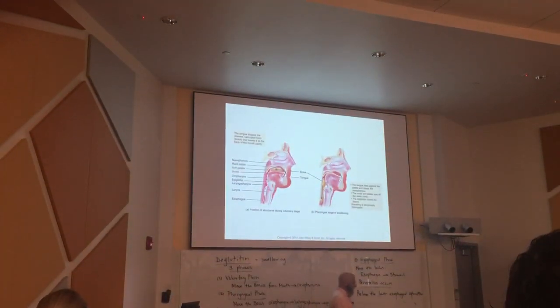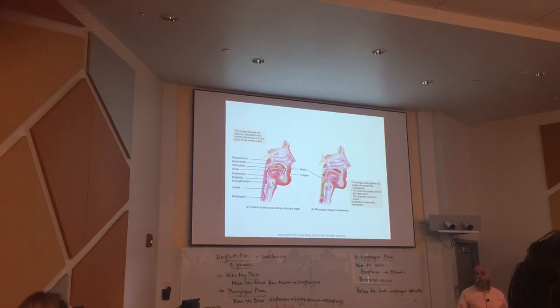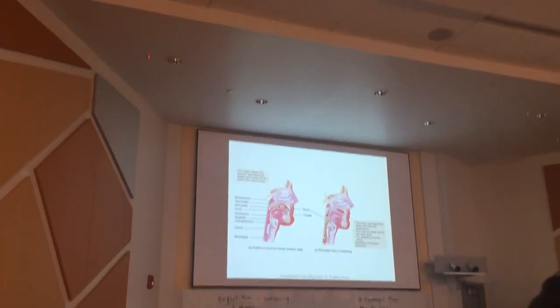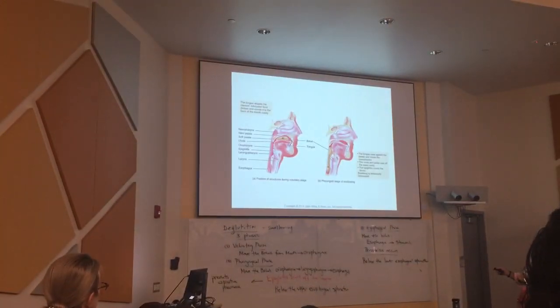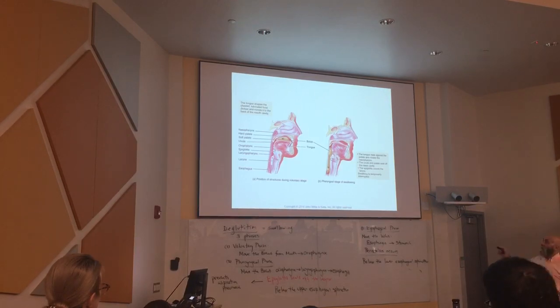So on the left, we have the voluntary phase. We can see the bolus. I don't know what they ate. Looks kind of unappetizing, but they created this bolus here. And they need to move the bolus from the oral cavity back into the oropharynx. Now, you're going to involve the tongue with this. We're going to have to elevate the soft palate so the tongue changes its shape.